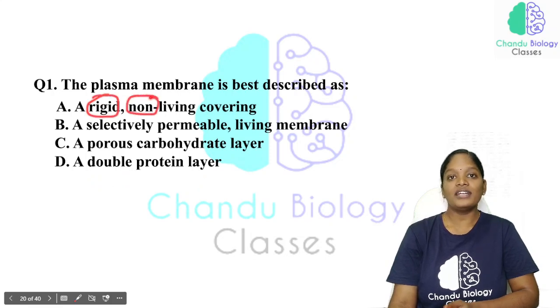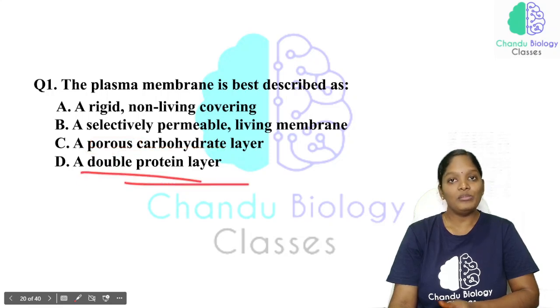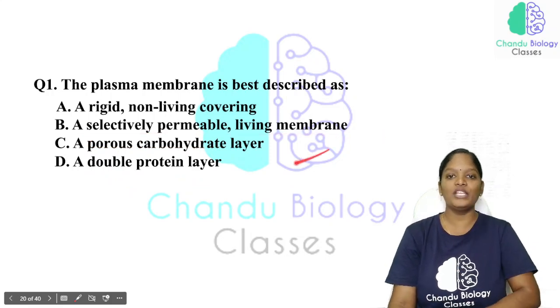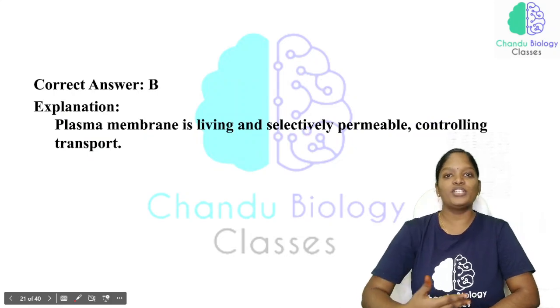Okay, it is not non-living, it is living. It is not a porous carbohydrate layer, it is not a double protein layer, but instead it will be selectively permeable, it is living, it is made up of a lipid bilayer. So the correct answer will be option B.